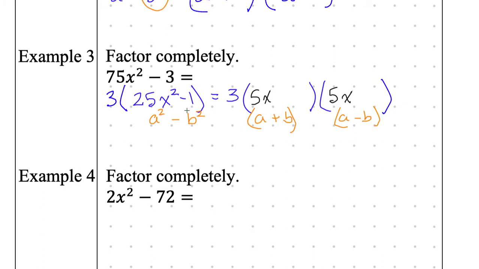Did this thing just like quit? Weird. Thank you, Leo. If b squared is 1, what is b? What times what is 1? What times itself is 1? Brian? 1. Thank you. So b is 1.